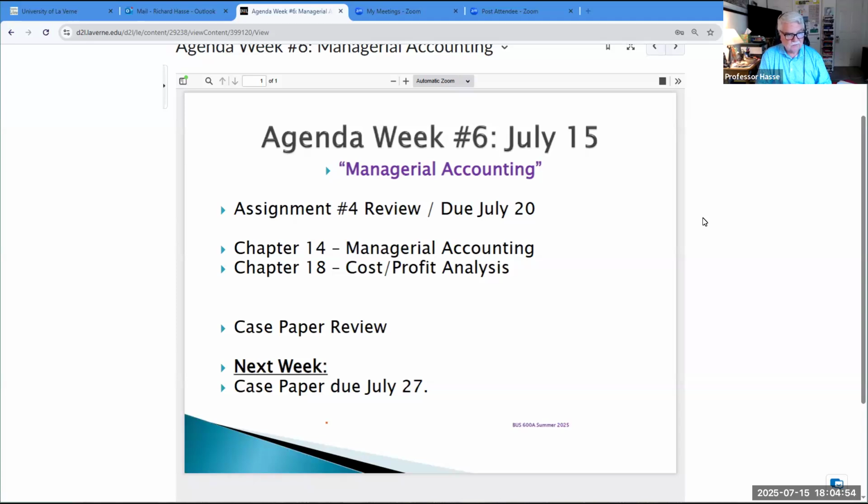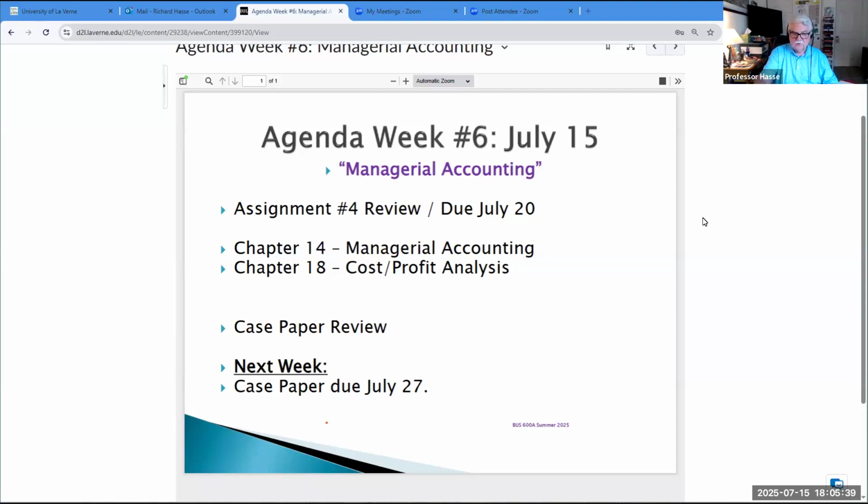Tonight, we're going to concentrate on a couple of things. We're going to review assignment 4, which has been posted, which concerns itself with chapter 12 of our textbook, the statement of cash flows. That assignment 4 work is due on Sunday, July 20th. Again, extensions are available if you need extra time. And also the case paper, which concerns itself with chapter 13, financial analysis of your companies. We'll be reviewing that, and that is due in 2 weeks on July 27th.